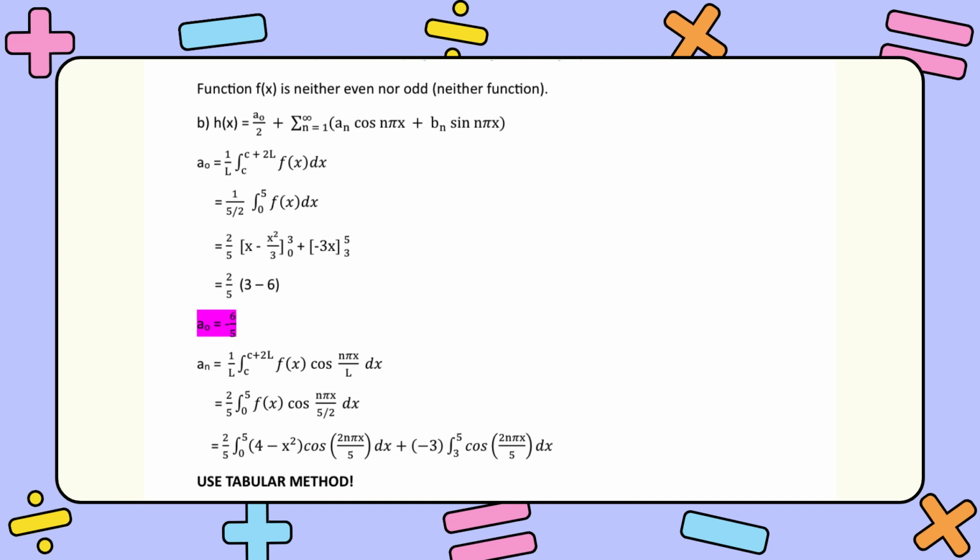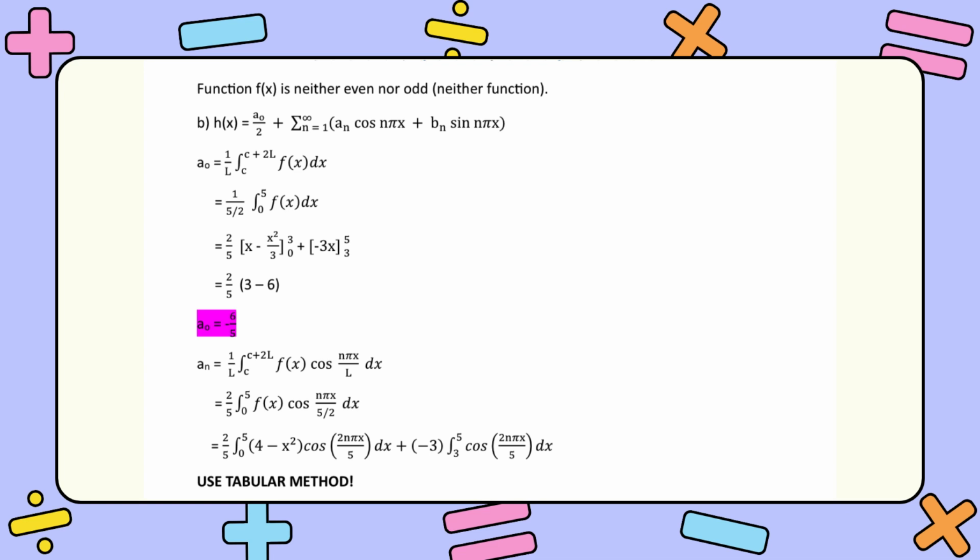The first thing that I did was to list down the a0 formula, which is 1/L in the range of c to c plus 2L of f(x) dx. So this is the equation, which is 1/(5/2) in the range of 0 to 5 of f(x) dx. We integrated the first function, which is 4 minus x squared, and also the second function, integrating -3 to become -3x. So the final answer is that a0 is calculated to be 6/5.